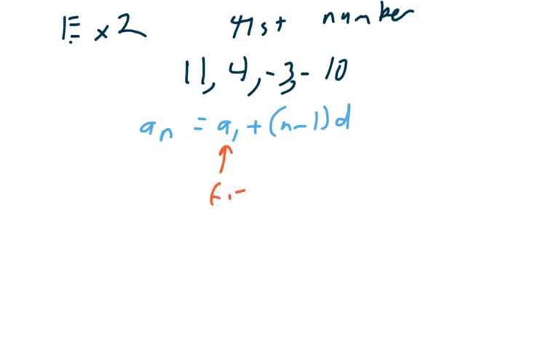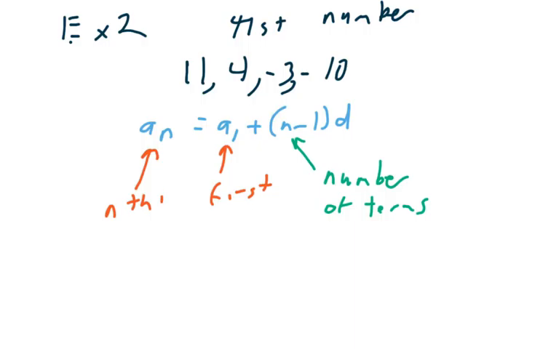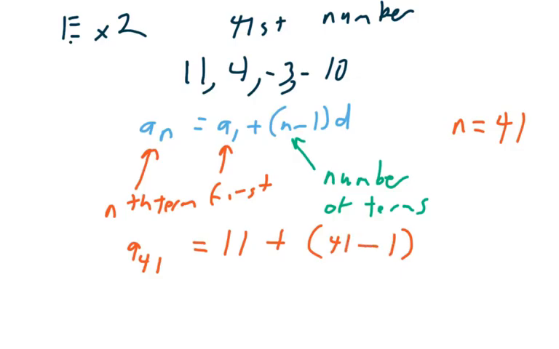A sub 1 is the first number. n is the number of terms. And a sub n is the nth term. So in the problem that we're doing, n is equal to 41. So a sub 41, which means the 41st term, is equal to 11 plus n, which is 41, minus 1 times d.